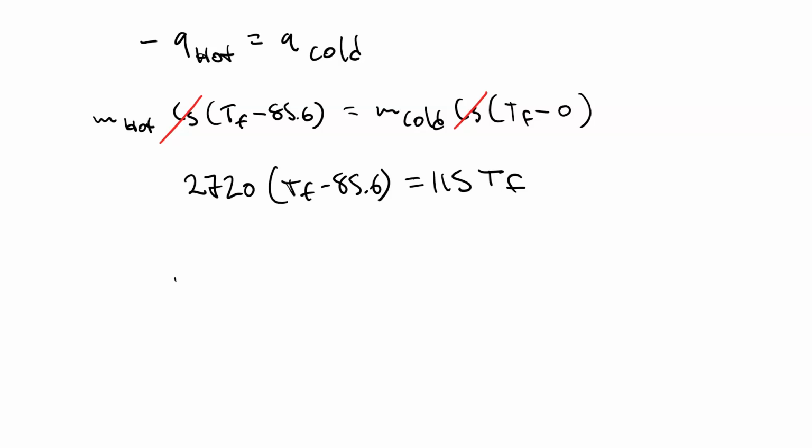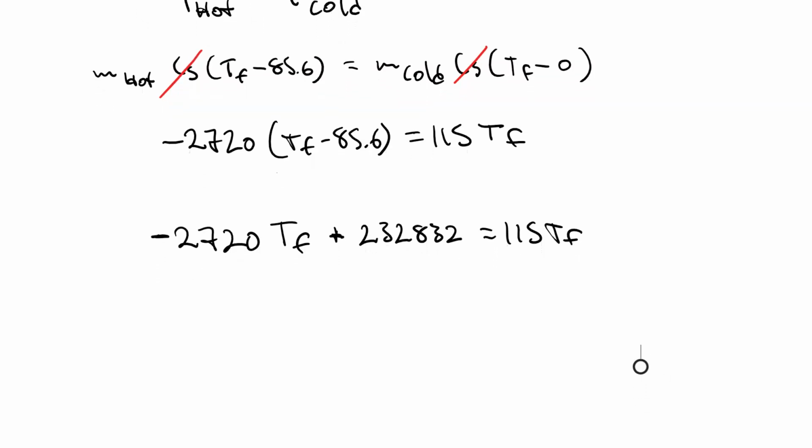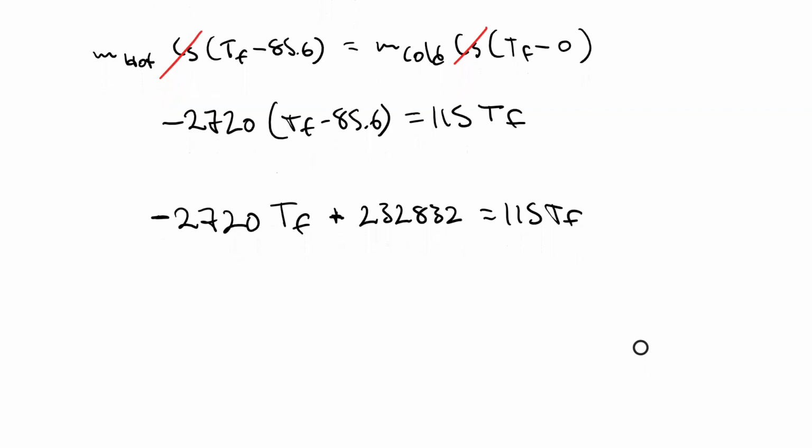If I distribute through on the left-hand side, I get negative 2720 Tf, plus the product of 2720 and 85.6. They're both negative, so it becomes positive: 232,832. That equals 115 Tf. And again, that's negative 2720 Tf. Now let's add 2,720 Tf to both sides.